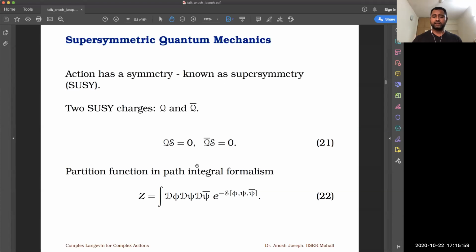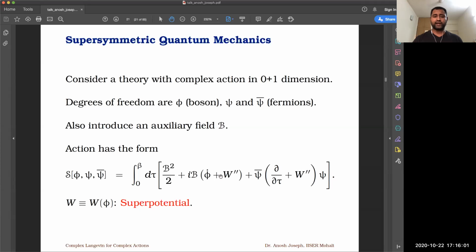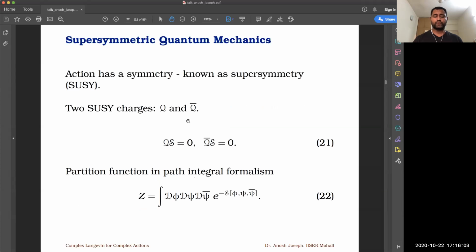So this action, it has a symmetry, this particular action, and this symmetry is known as supersymmetry. Okay, so for this particular action, there are two supersymmetric charges corresponding to the symmetry, and the action is invariant under these supersymmetric charges. So we can show that Q acting on S is 0 and Q bar acting on S is 0. So in the path integral formalism, we can write the partition function in this way.